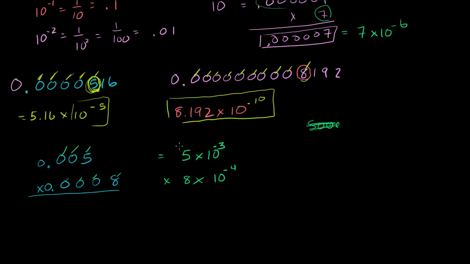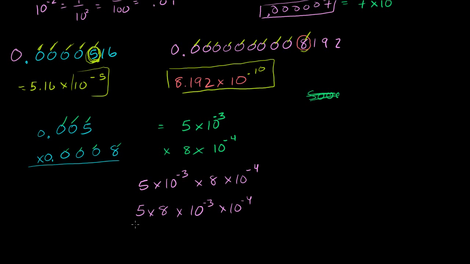So if we're multiplying these two things, this is the same thing as 5 times 10 to the minus 3 times 8 times 10 to the minus 4. There's nothing special about the scientific notation. It literally means what it's saying. So if we're multiplying it, you could write it out like this. And in multiplication, order doesn't matter. So I can rewrite this as 5 times 8 times 10 to the minus 3 times 10 to the minus 4. And then what is 5 times 8? 5 times 8, we know, is 40. So it's 40 times 10 to the minus 3 times 10 to the minus 4.